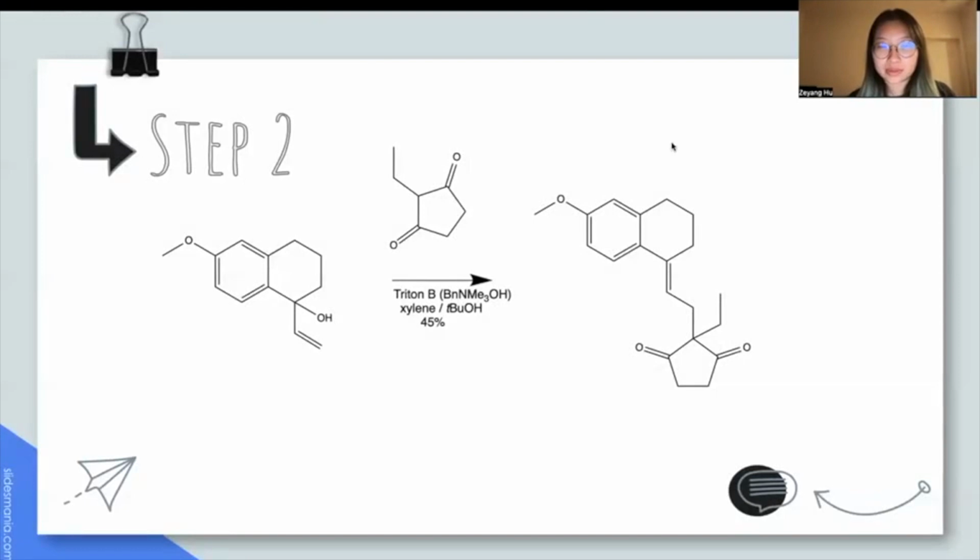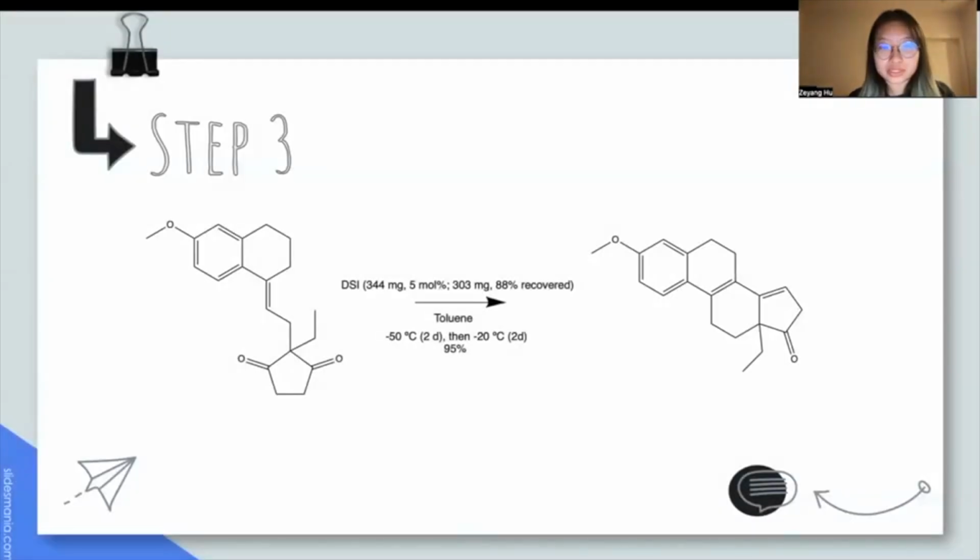In the second step, the 5-member ring was attached, and the yield was 45%. In the third step, it is an intramolecular reaction, and DSI was used to help form the 6-member ring in the middle. The yield was 95%, but it took 4 days to process this reaction.